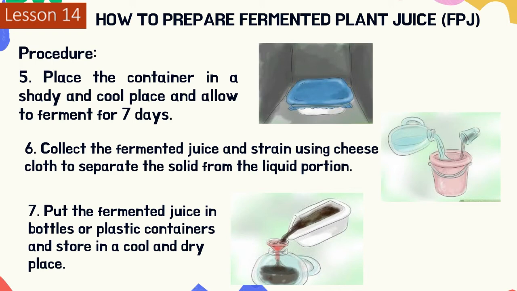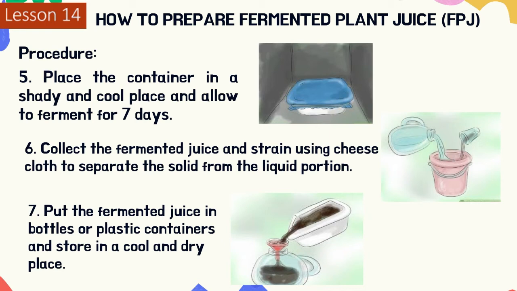Number 6. Collect the fermented juice and strain using cheesecloth to separate the solid from the liquid portion. Number 7. Put the fermented juice in bottles or plastic containers and store in a cool, dry place. This is how we prepare fermented plant juice.